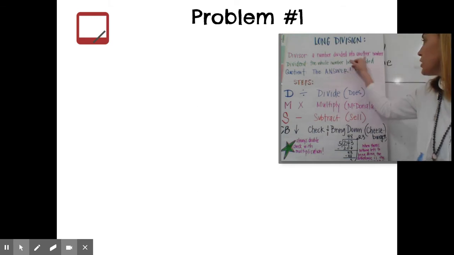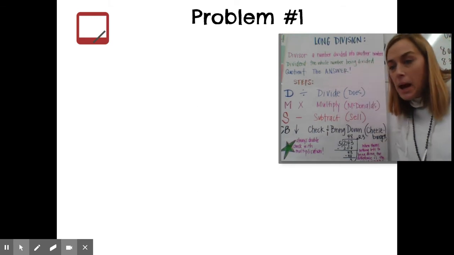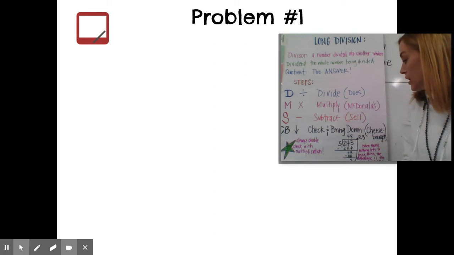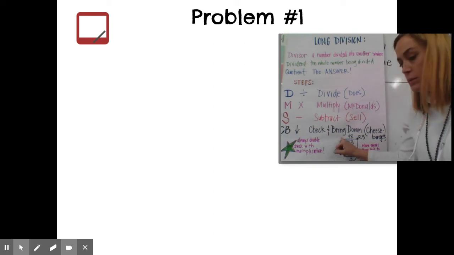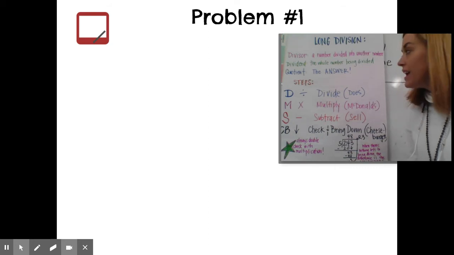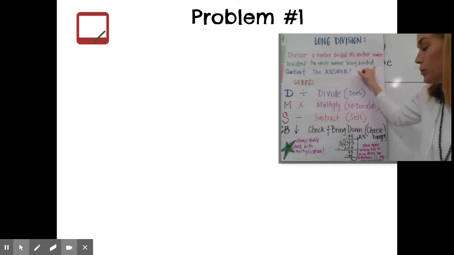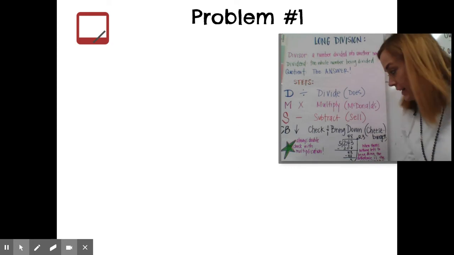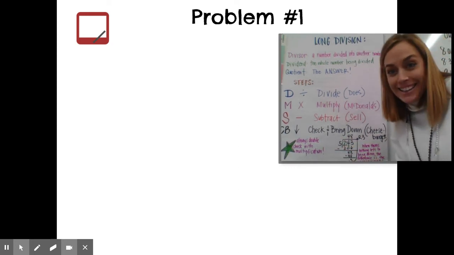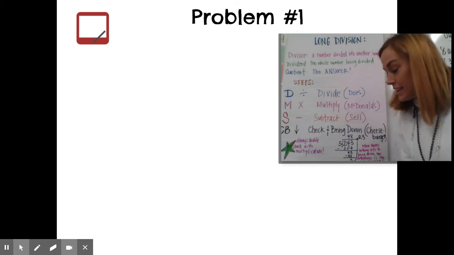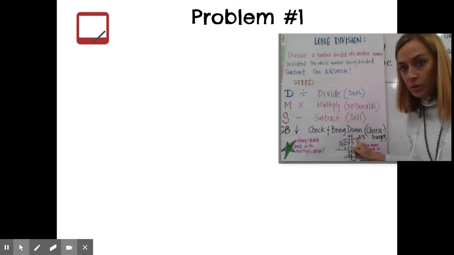So divisor. Divisor is a number divided into another number. So your divisor in a division problem is going to be your smaller number, okay? The dividend is the whole number that we're actually dividing. So that is your dividend, okay? And you guys should know that your quotient is the answer. So here's your quotient, right?